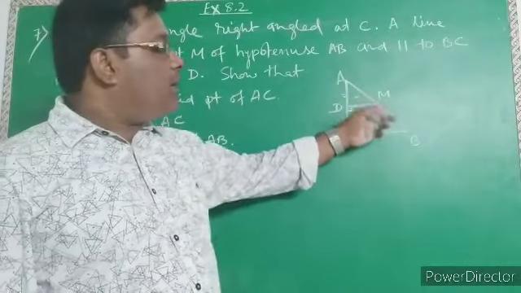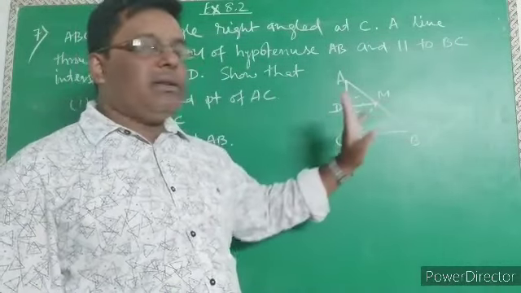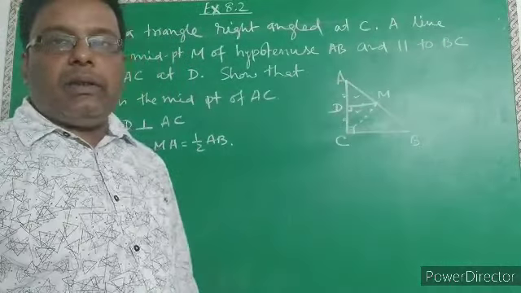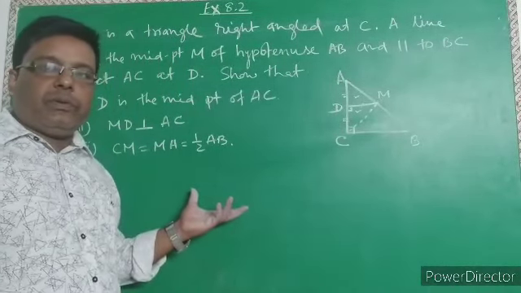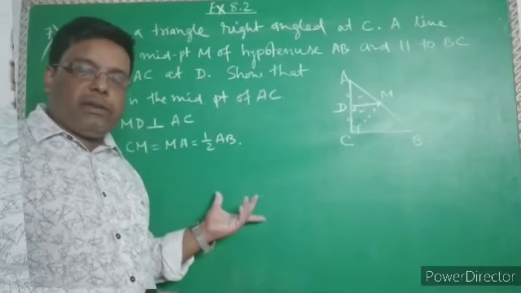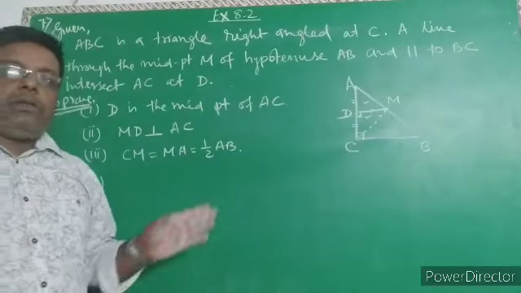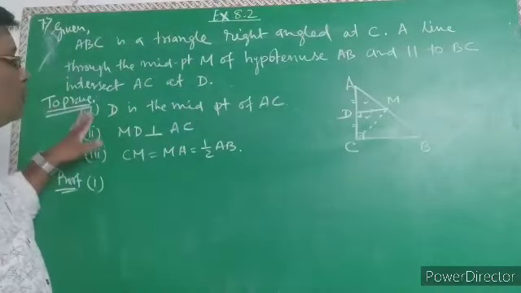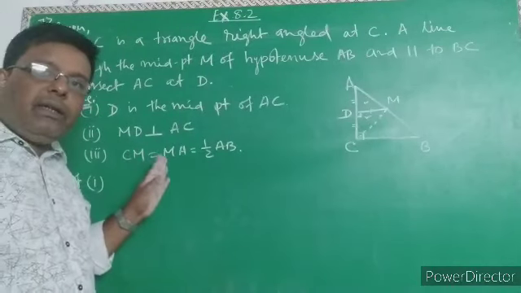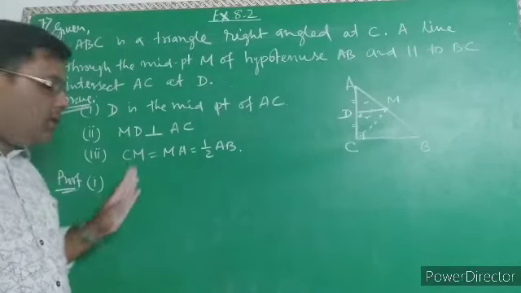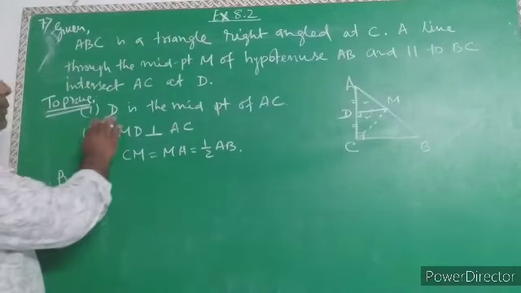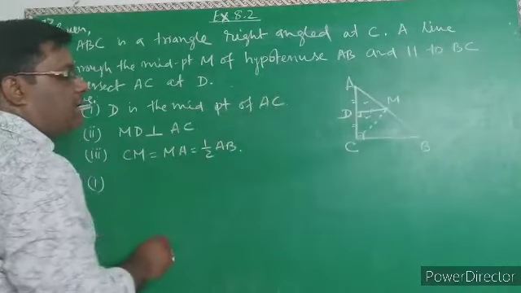So M is the midpoint of AB. That is, AM is half of AB. So this is the proof. We have to write only this. So given part and two proof parts, we can write from the question. So now the proof. As first, D is the midpoint of AC.